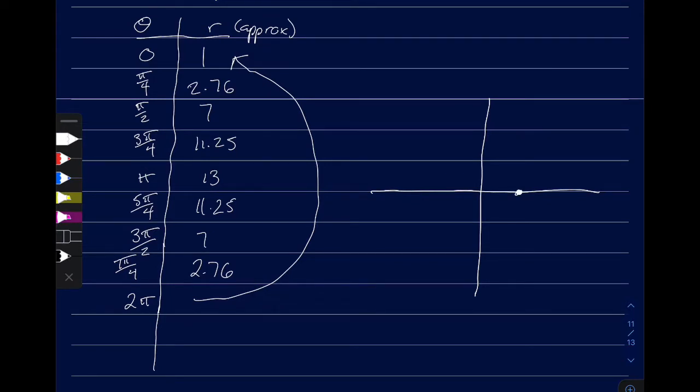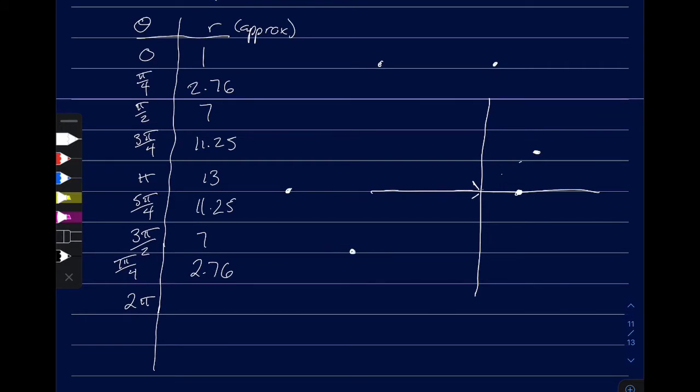So 0, 1 is the angle of 0, and we go out 1. For pi over 4, we go out 2.76 about. At pi over 2, that's just straight up and down, so it's straight up 7. At 3 pi over 4, we're going to follow that line to the left and up and go out to about 11.25. For pi, we're going to go all the way to the left, 13. So let's just get rid of that arrow and plot 13.